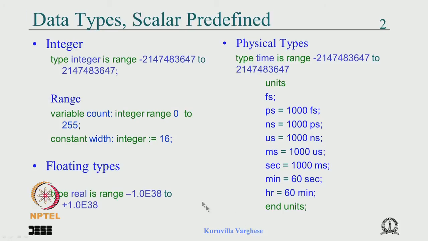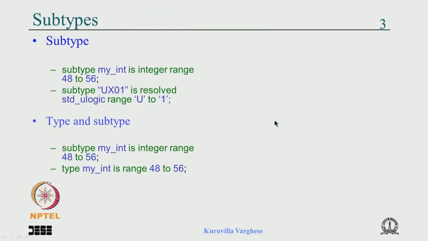So we talked about the data type integer, what is predefined in the standard library and how to use it, and the real type, which is probably less used, and a physical type, like time with the unit as femtosecond. You can check the latest VHDL standard, the basic unit must be femtosecond only. So those are the various units specified, and it is possible to define a subtype on a type.